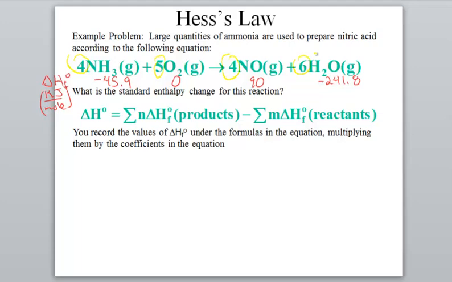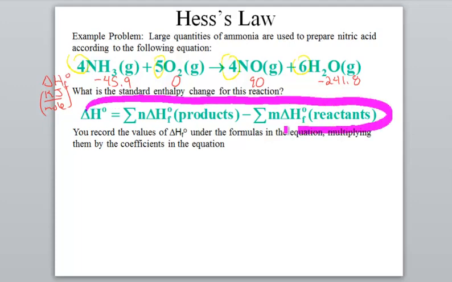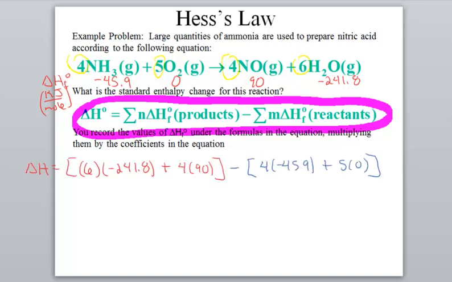Okay, let's put these numbers into our equation. We need to sum up all the potential energies of the products and sum up all the potential energies of the reactants and see what the difference is. And that's our enthalpy for the reaction. Here are those numbers put into that equation: final minus initial, products minus reactants.